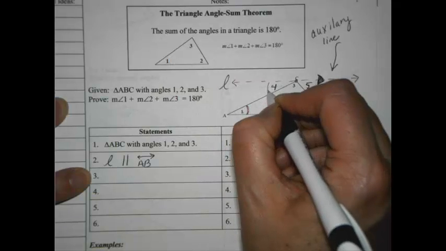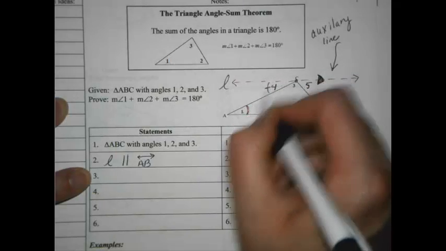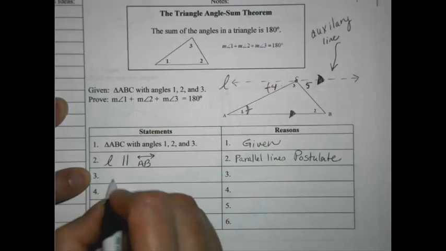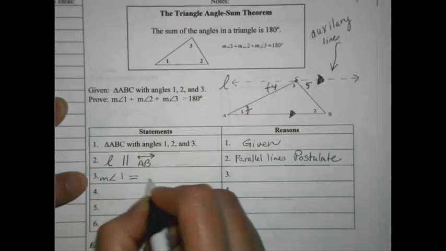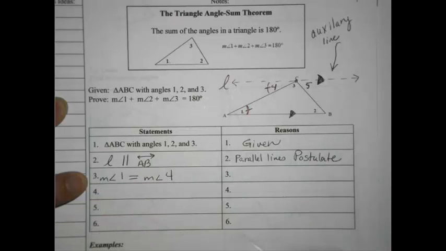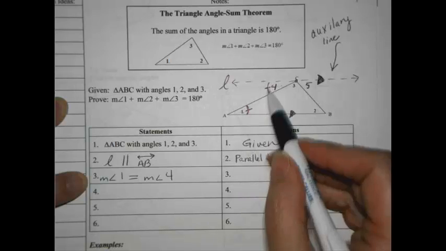Do you guys see this? Angle 1 and angle 4 would be congruent. Can you tell why? Let's write it down. Angle 1, let's write its measure. The measure of angle 1 is equal to the measure of angle 4. How do I know angle 1 and angle 4 are the same?